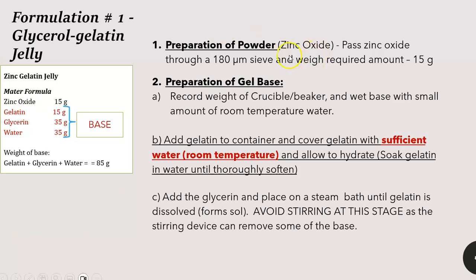So let's go. You want to sieve your zinc oxide. Yes, it's a fine powder, but you sieve it and weigh your 15 grams. So this procedure is if you're making a 100-gram mixture. Record the weight of the crucible or the beaker. We're going to use beaker. We're going to use beaker in the lab, okay?